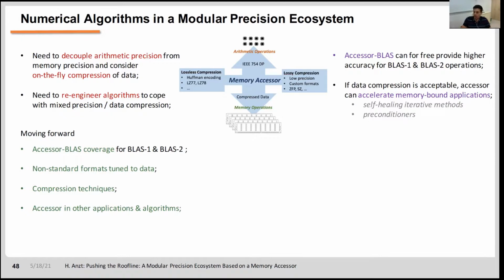We also have to look more into non-standard formats that are tuned for the data. So assume that we have data arising in some operation where all values have the same exponent. Well, we could just cut away the exponent. We would store this as a reference point, and in the data compression, basically just the exponent is cut off. That would save us some bits in terms of what we have to communicate to main memory, and we would accelerate without losing any information.